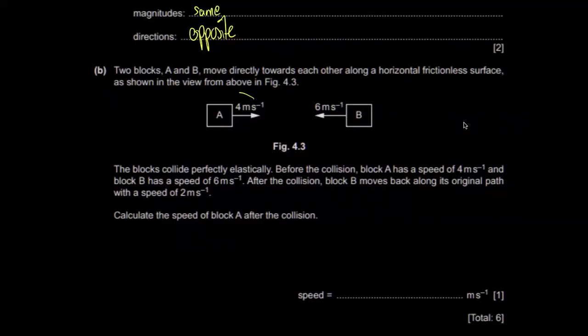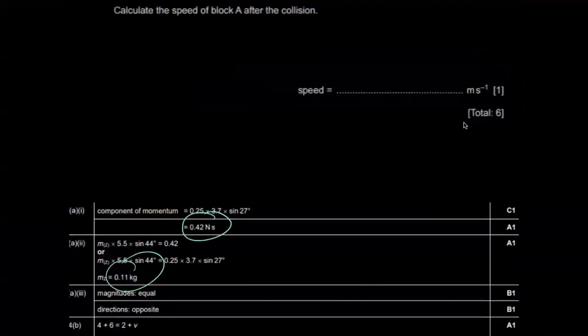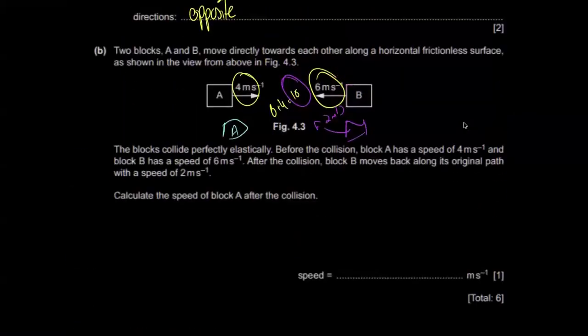So the speed of approach is 4 plus 6, which is 10. So they're approaching each other with a speed of 10 meters per second. After the collision, block B moves along its original path with a speed of 2 meters per second. Is this an elastic collision, right? So it's moving at 2 meters per second, so this object should be moving at what speed? It should be moving with a speed of 8 meters per second, right? It could also be 12, so the answer has two possibilities. 8 will be our answer, because this object will move along this line.